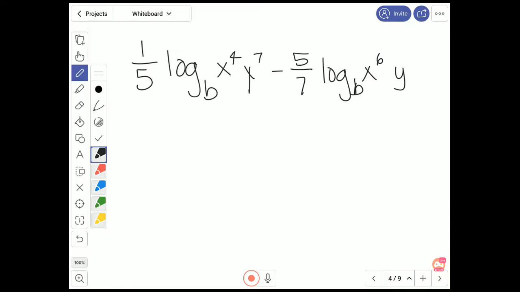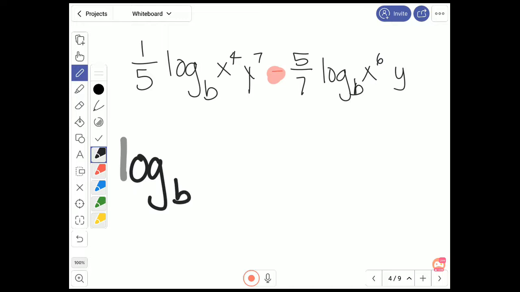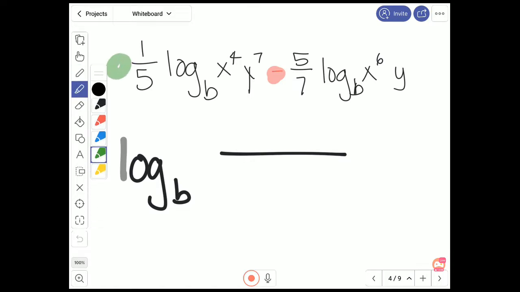If we're supposed to write this as a single log, what you need to remember is that the minus sign here is going to turn this problem into a division problem. So when I go to write this as one log, I'm going to have the log base b, and there's going to be a numerator and a denominator. We should figure out what goes in what. In front of this right here, the 1/5 is a positive 1/5, which means all of this is going to end up in the numerator.